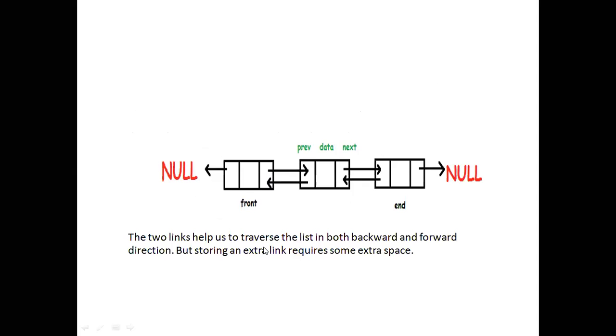The two links help us to traverse the list in both backward and forward directions. What are the two links? Previous and next. But storing an extra link requires some extra space. Yes, because in a single linked list there are only two fields, but here there are three fields, so you need extra space. Here also it is dynamic memory allocation.